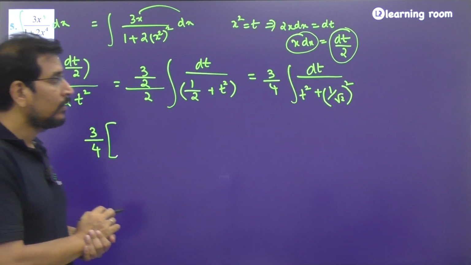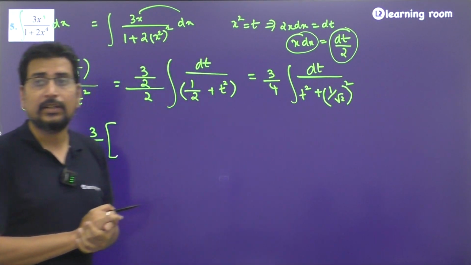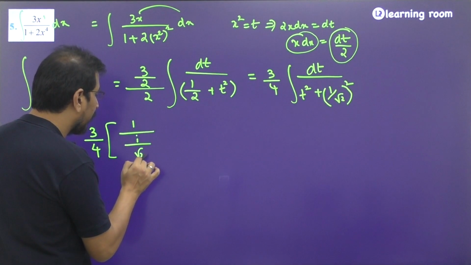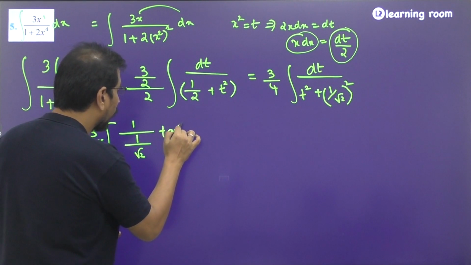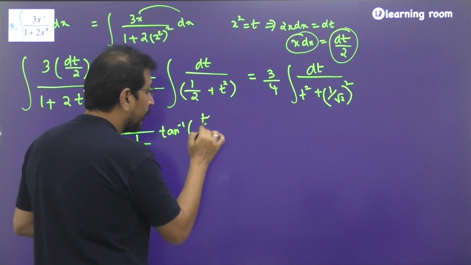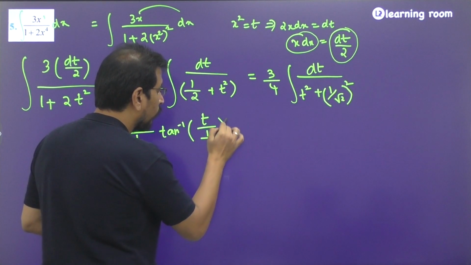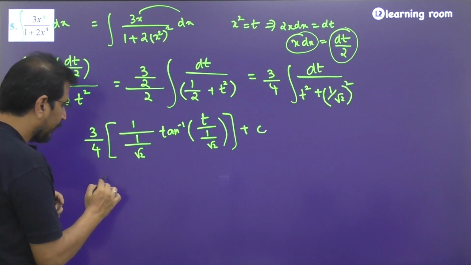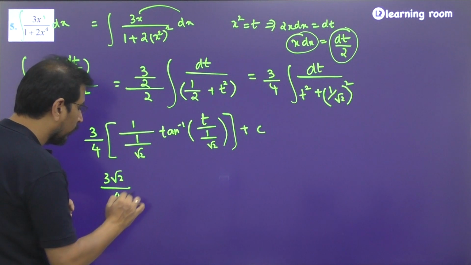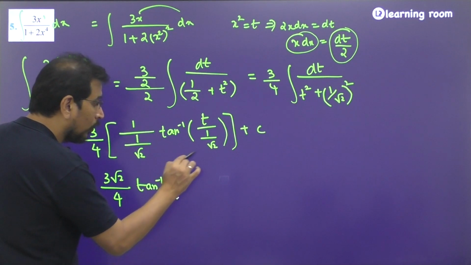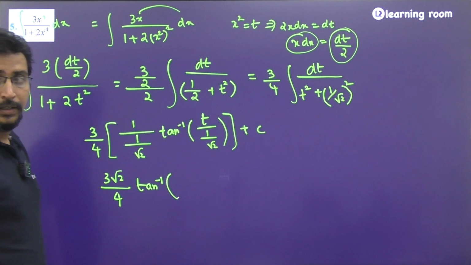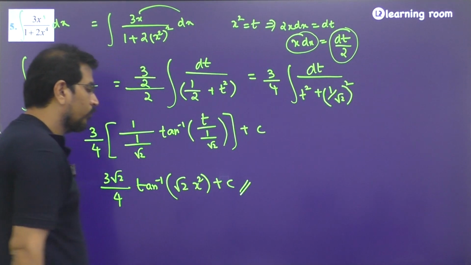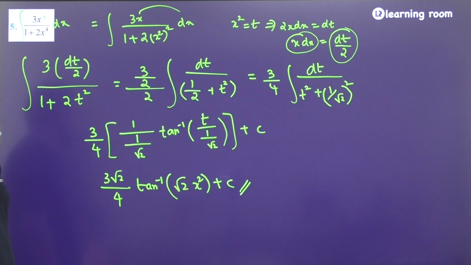Now observe. The integral of 1 by x square plus a square is 1 by a tan inverse of x by a, which here is 1 by root 2. So it will be t divided by 1 by root 2 plus c. So how much will be the answer? It will be 3 root 2 divided by 4 into tan inverse of root 2 into t. But what is t? x square. So it will be root 2 times x square plus c. This will be the answer.